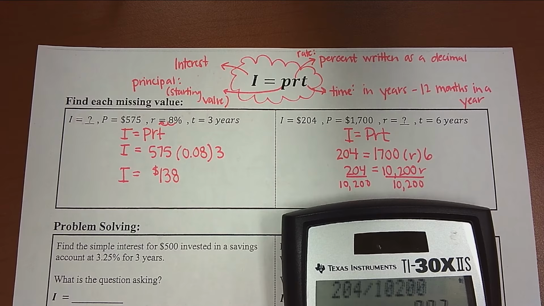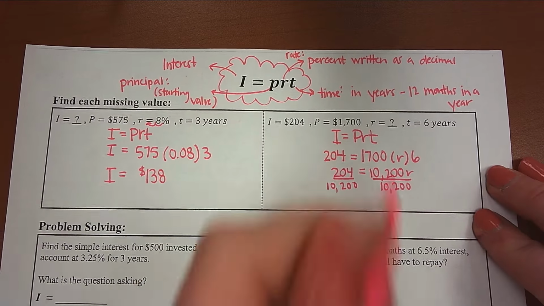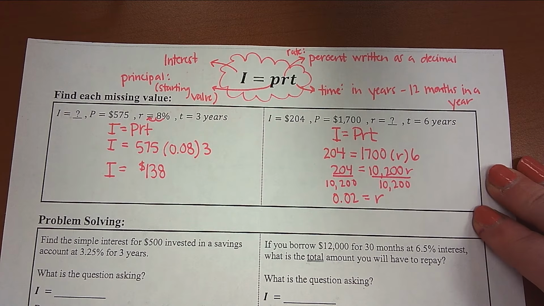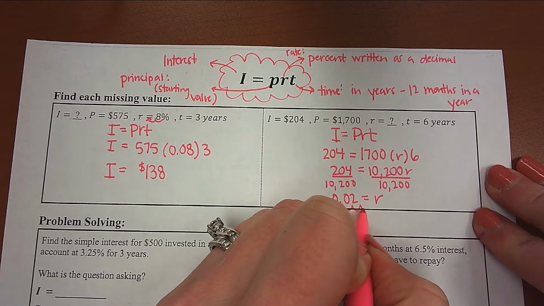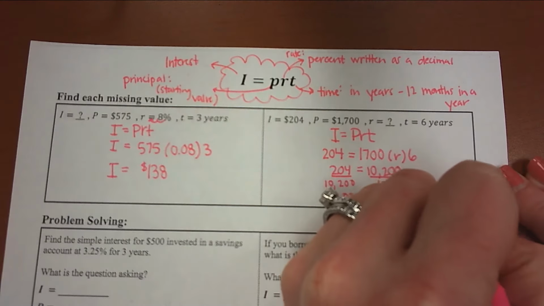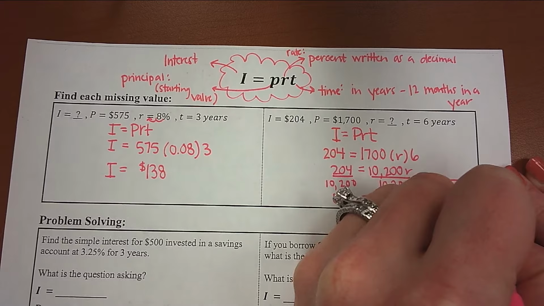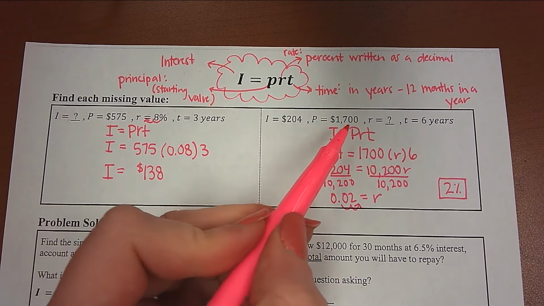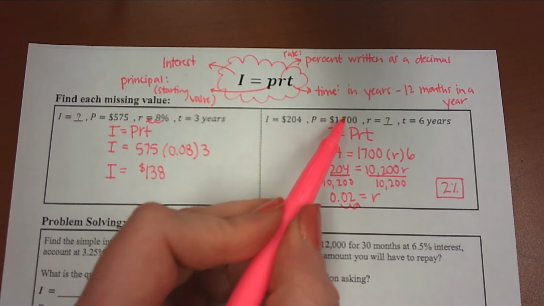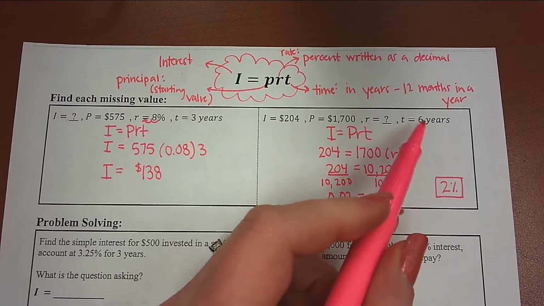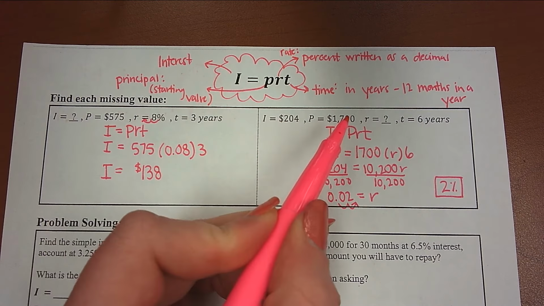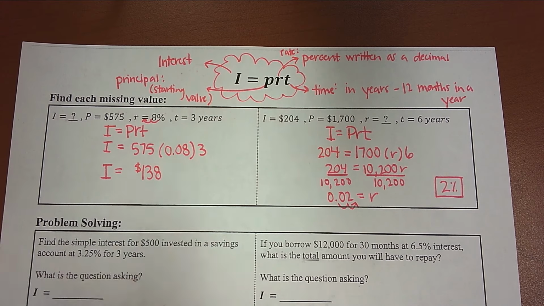204 divided by 10,200 gives me a decimal of 0.02 is equal to my rate. Remember that your rate is a percent written as a decimal. So if I move it 2 places to the right, my rate on this loan was 2%, which is actually a really good interest rate if you can find that. So in this situation, someone borrowed $1,700 at a rate of 2% for the next 6 years, and it's going to cost them in interest $204 to borrow this amount of money, this principal.